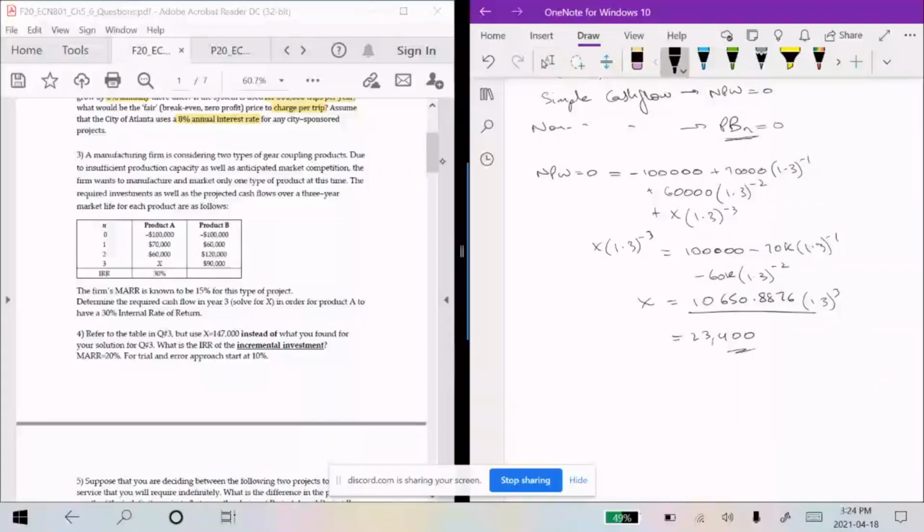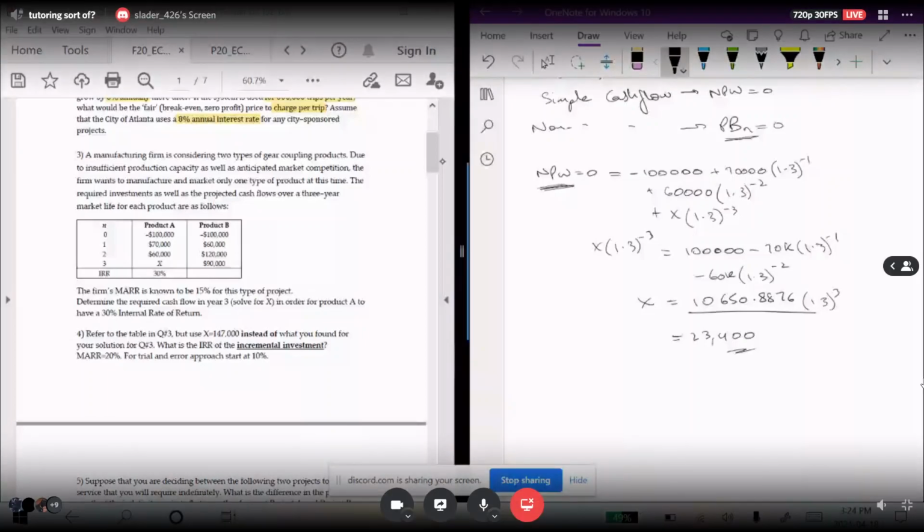The way we found net present worth is just what we used to do in chapter 3, just bringing it all to V0, the 0th period. That's all you do. You take it back 1 period, take it back 2 periods, take it back 3 periods. Then you just rearrange the equation and you get it.